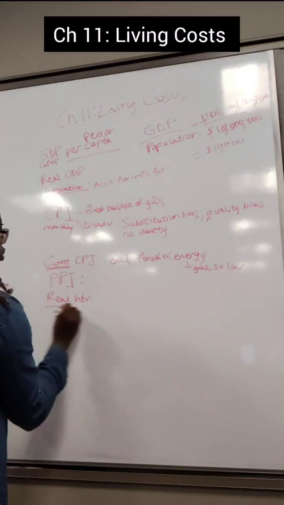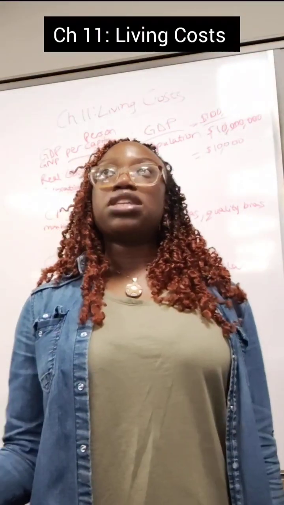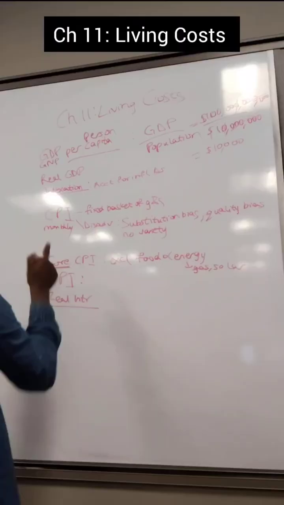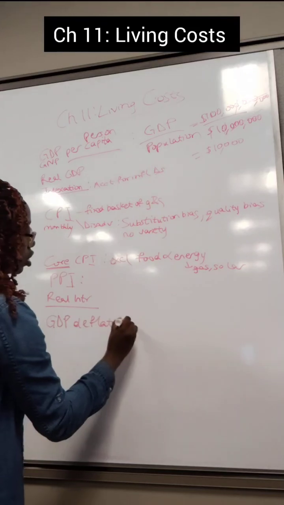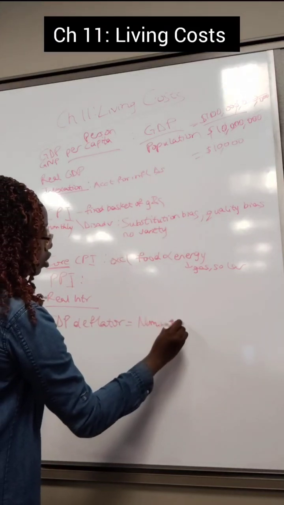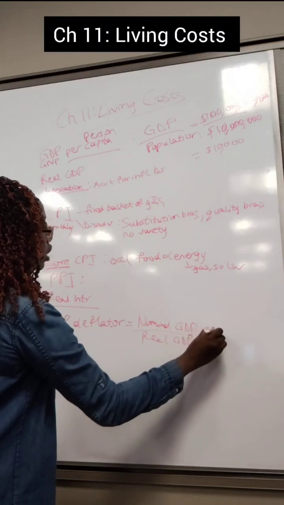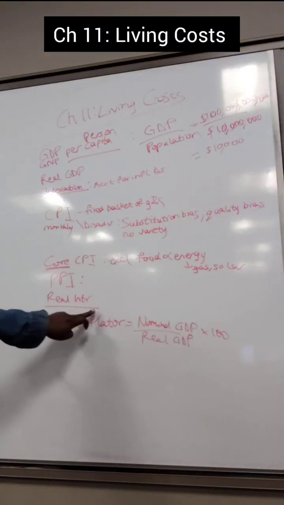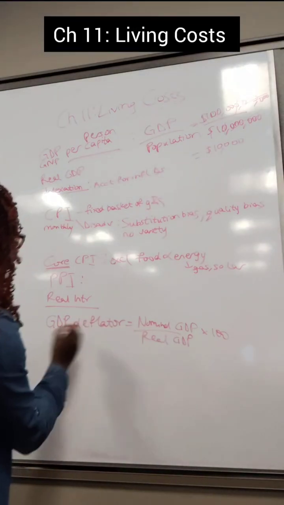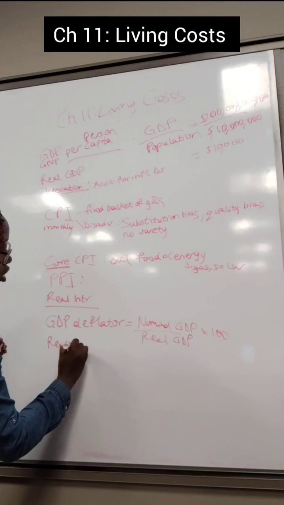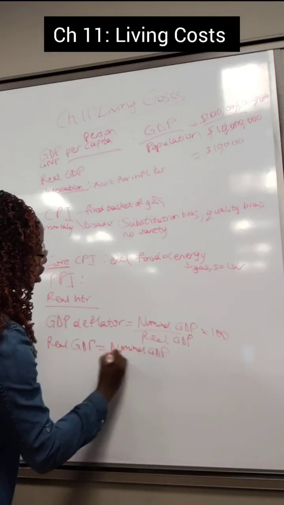And how about real interest rates? The same way we have real GDP accounting for inflation. Remember your GDP deflator is your nominal GDP divided by your real GDP times 100. In that same way, your real interest rate accounts for inflation. Exchanging this, your real GDP is equal to nominal GDP divided by your GDP deflator, right?